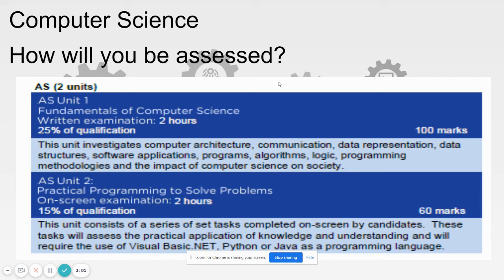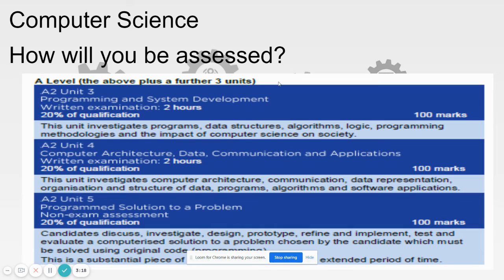This unit is assessed via an on-screen exam based on a given scenario. The first part will look at data structures and entity relationships, plus you could be given an algorithm to solve. The second part of the exam will involve you using Visual Basic to solve the problem that's been provided in the scenario. At A2 level, there are 3 more units, each worth 20%.